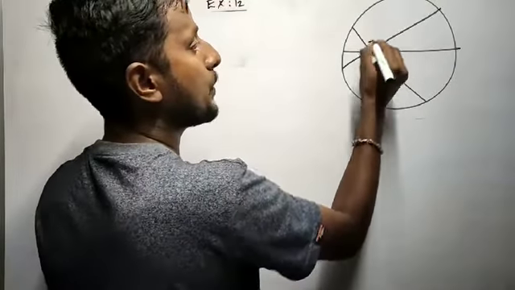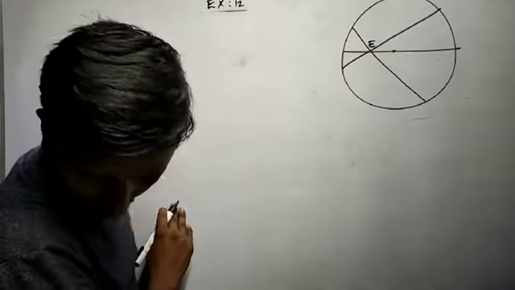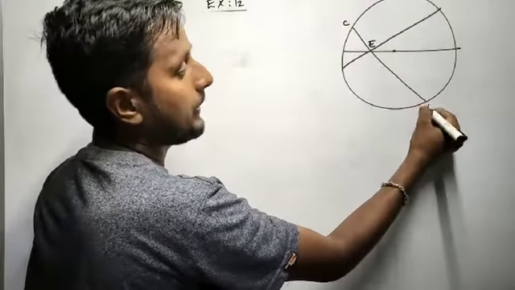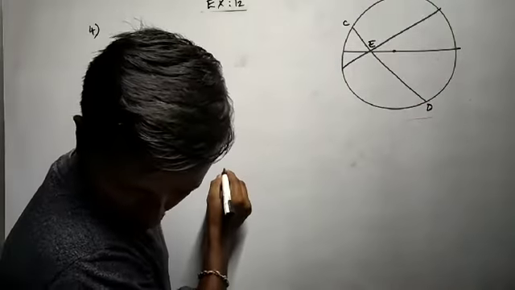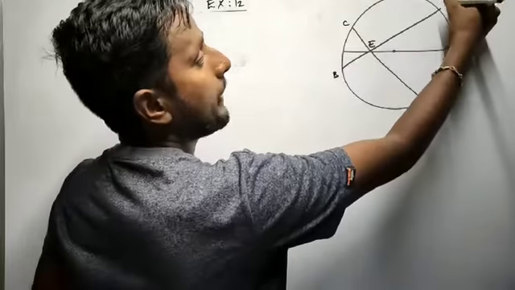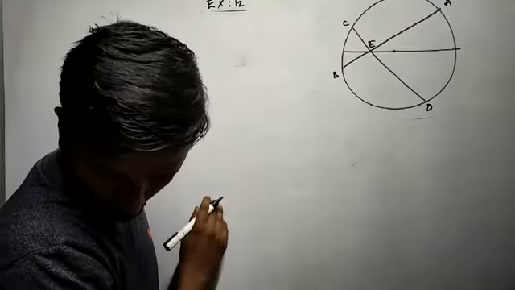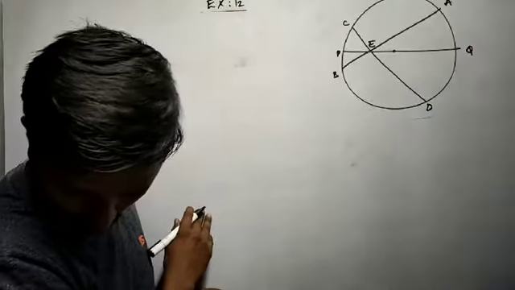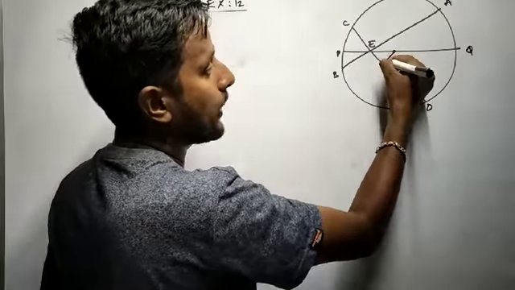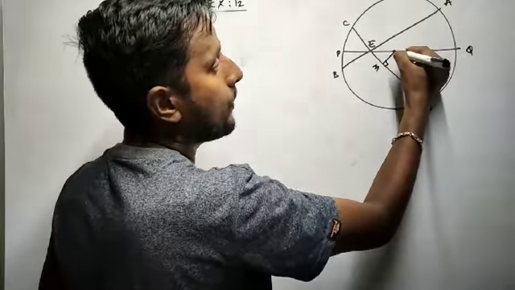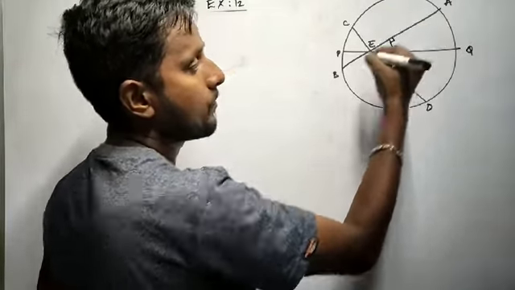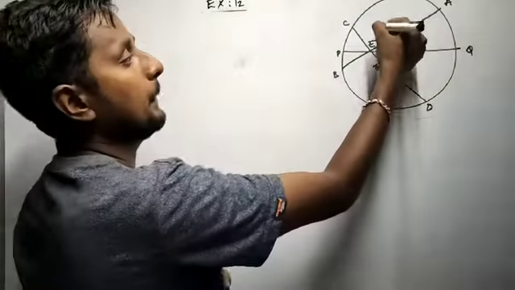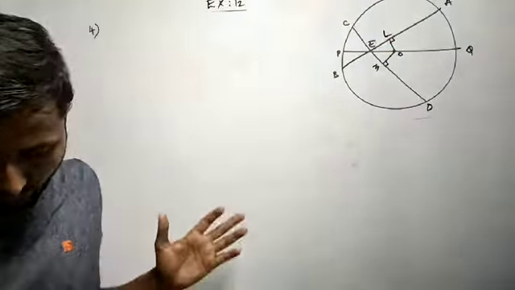Yeah, there is a point A, C, D, B, A, P, Q, yeah, O, M, yeah, it's M, O, L. Now we'll talk about the given information.